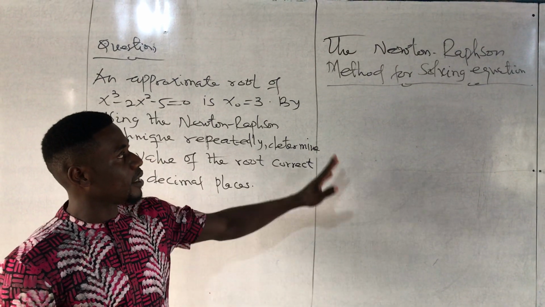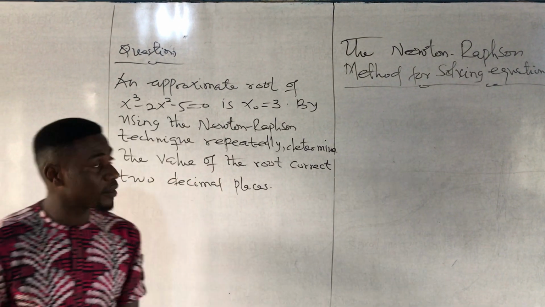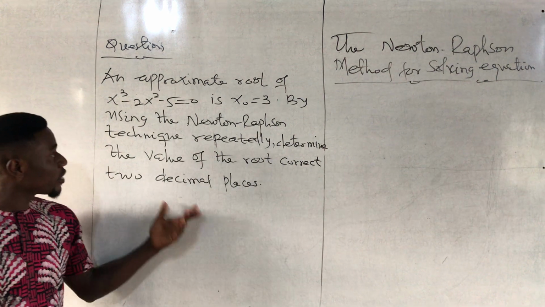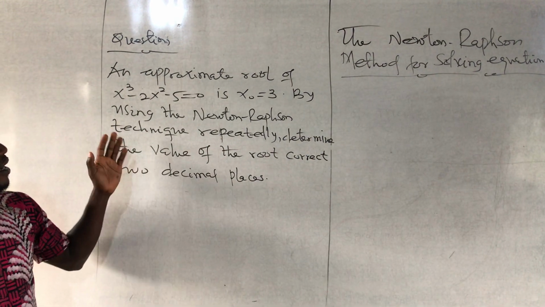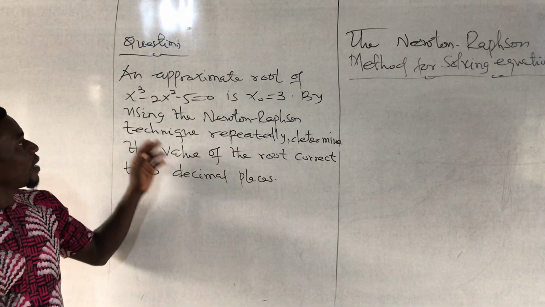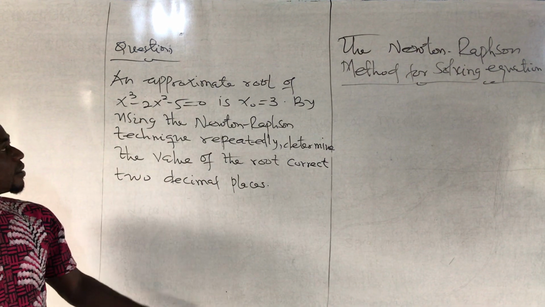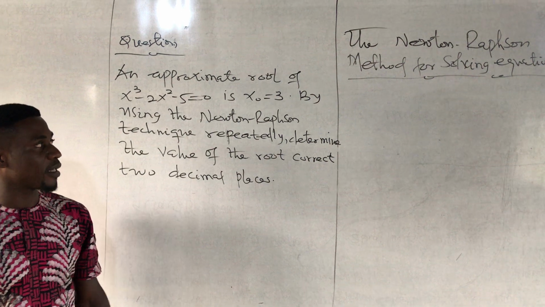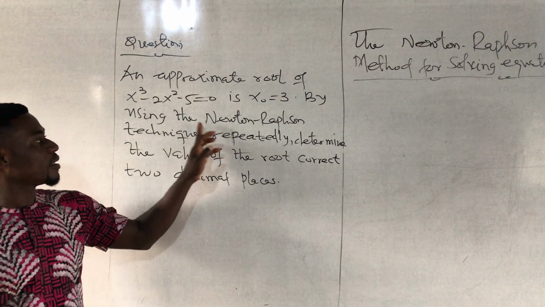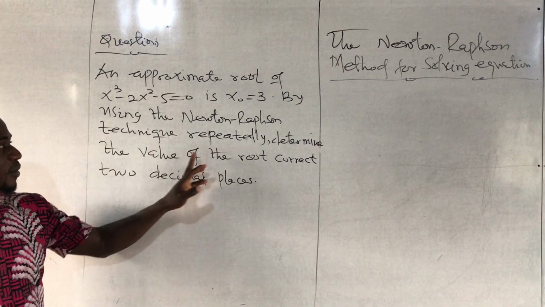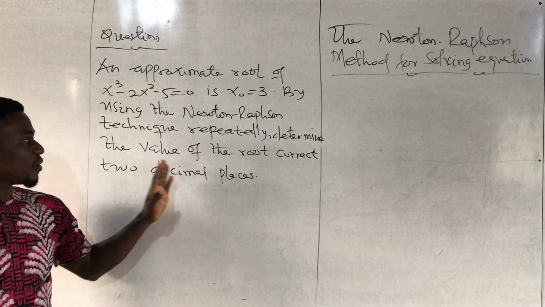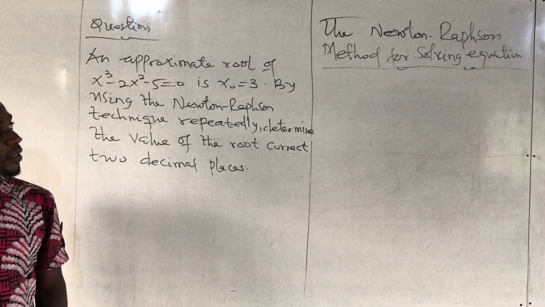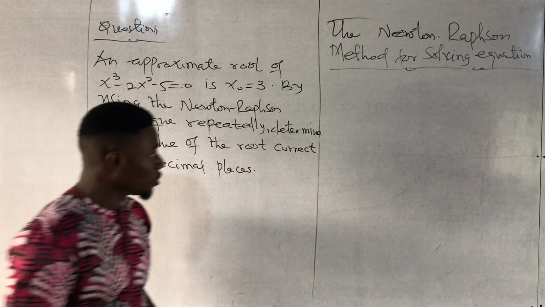We will be looking at the Newton Raphson method for solving an equation. In this case, we will be looking at this question. We have an approximate root of x^3 - 2x^2 - 5 = 0, which is x0 = 3. By using the Newton Raphson technique repeatedly, determine the value of the root correct to 2 decimal places. Now, let's look at the solution.